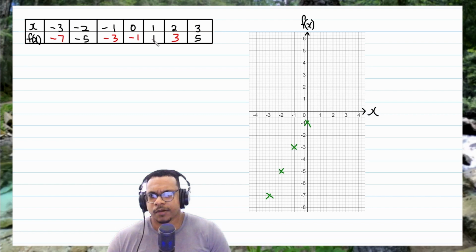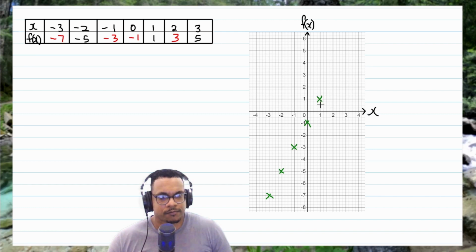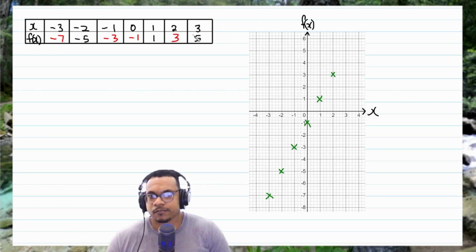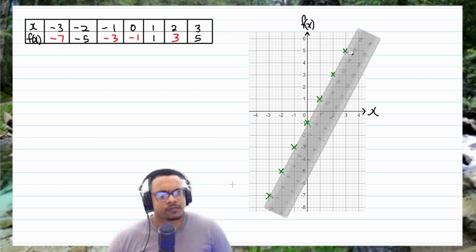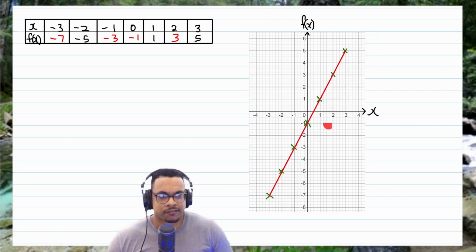Then I'll have 1 mapped to 1. So 1 on the x mapped to 1 on the y. So that'll be here. Then I'll have 2 on the x mapped to 3 on the y. So that'll be here. And then I'll have 3 on the x mapped to 5 on the y. So that'll be here. Then I'll take a ruler and connect the points with a straight line. And this will be my graph.